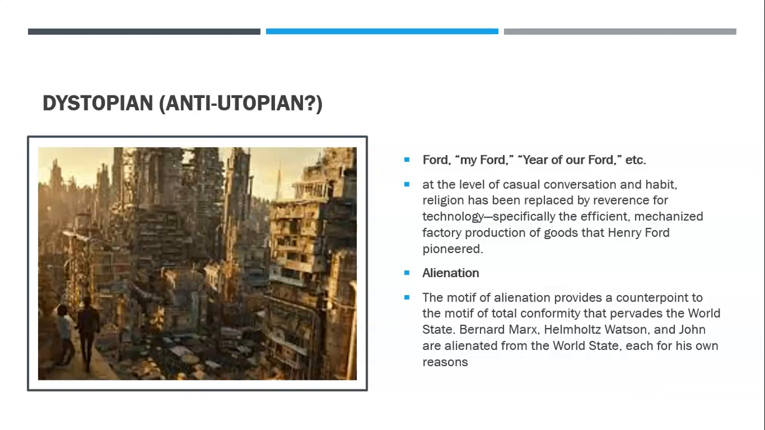There's this real focus on the idea of Ford, "my Ford," the year of the Ford, right? This sort of industrialization motif. And at the level of casual conversation and habit, religion is simply replaced by reverence for technology, specifically the efficient and mechanized factory production idea of Henry Ford. Alienation is a huge motif throughout Brave New World. It provides a sort of counterpoint to the motif of total conformity that pervades the world state. Bernard Marx, Helmholtz Watson, and John are alienated from the world state, each for their own reasons.